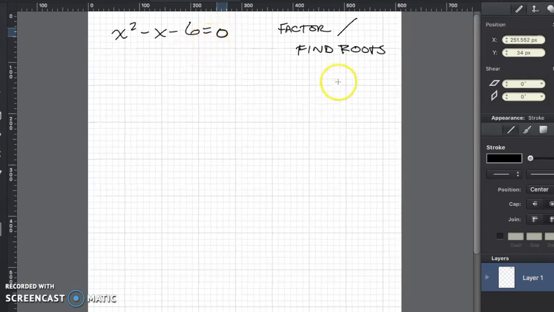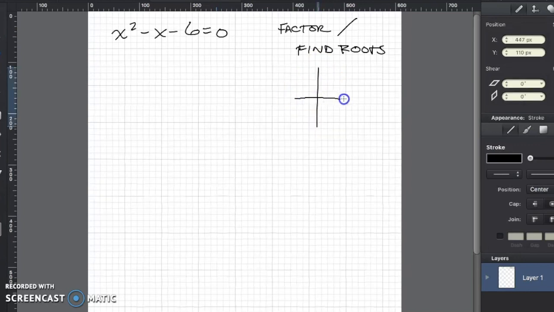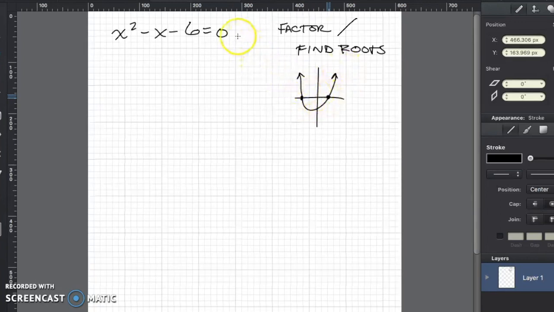Our roots are going to be where this expression, I'm just going to draw a quick sketch here. This is our expression right here. Oof, that is a quick sketch. Okay, so there's going to be 2 points here and here where our graph is going to be equal to 0, right? Where the y value is equal to 0. So that's what I'm going to do. I'm going to set this equal to 0. And once I factor it, I'll figure out something else I could do, okay?